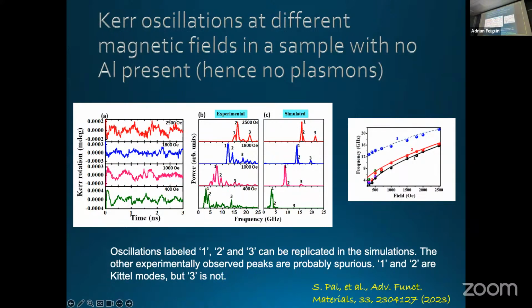So you look at that and you look at the Kerr oscillation spectra, and you see that you have all these modes. And if you look at the simulations, you see some of them, not all of them, but 1 to 3 can be replicated in the simulations, these modes that are experimentally present and also present in the simulations. The others are experimentally observed peaks, but they cannot be replicated in the simulation. And so we don't know whether we can take them seriously.